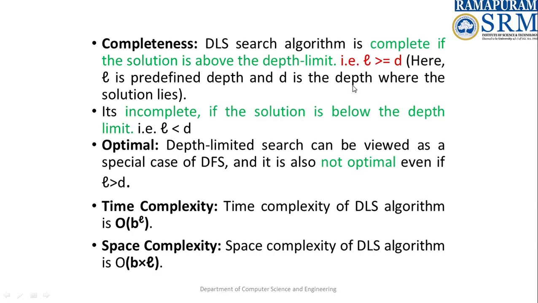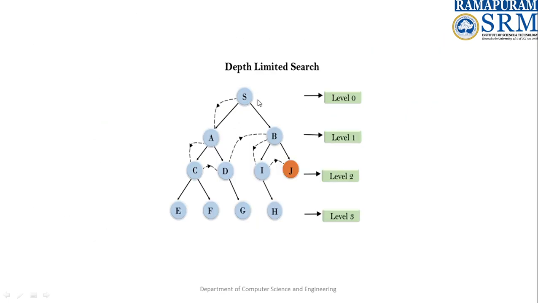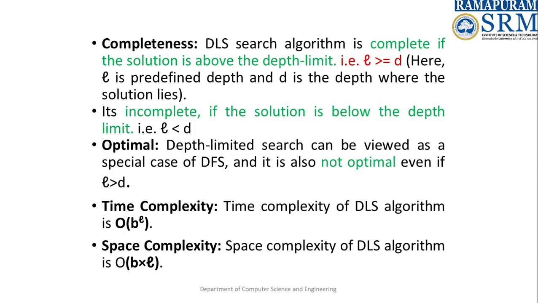Since you will be traversing till the 12th level, and your goal state is somewhere in level 10, you will traverse till level 12, come up, and finally reach the goal state at level 10. Suppose it is less than, which I discussed earlier: d is 10 and your L is 8, then what will happen? It is incomplete. We already saw that as a disadvantage.